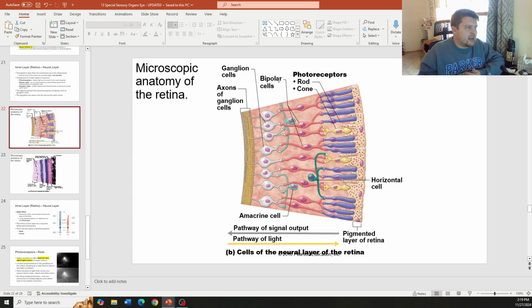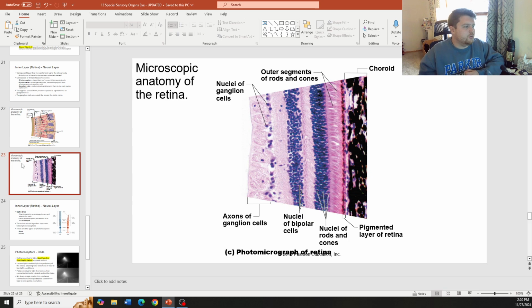Here's the microscopic anatomy. This is the retina out here. This is the single pigmented layer. We have our photoreceptors, the rods and the cones, which we'll talk about in a little bit. We have the bipolar cells, which connect them to the ganglion cells. And then all the ganglion cells run together and turn into the optic nerve, cranial nerve 2.